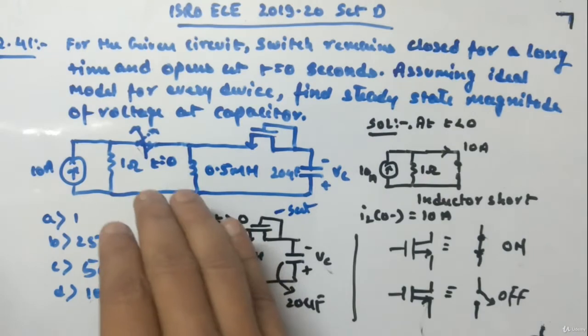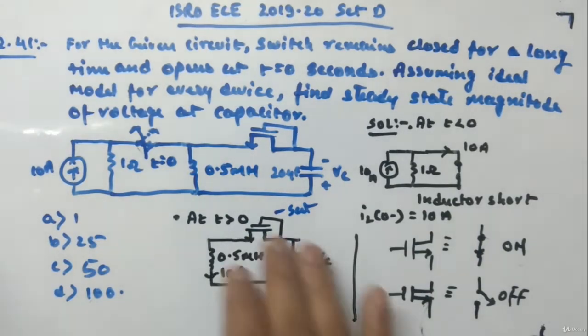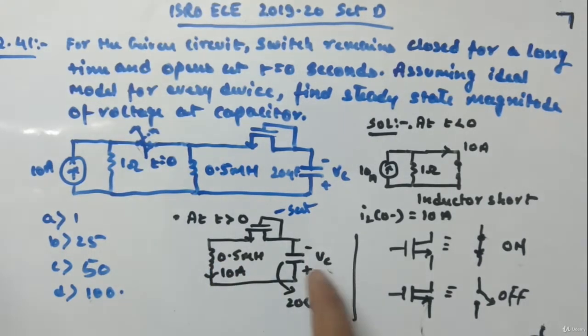Now at t equal to 0, this switch becomes open. So now the circuit will look like this at t greater than 0. The inductor will carry a current of 10 ampere since it is charged now. The 0.5 millihenry inductor will carry a current of 10 ampere because it is charged, and this capacitor will be as it is, this MOSFET will be as it is. This is a 20 microfarad capacitor.